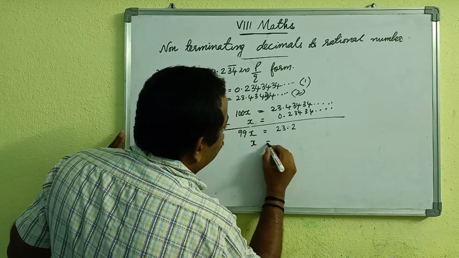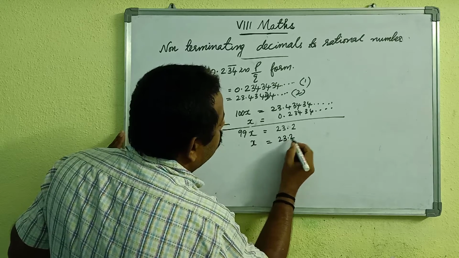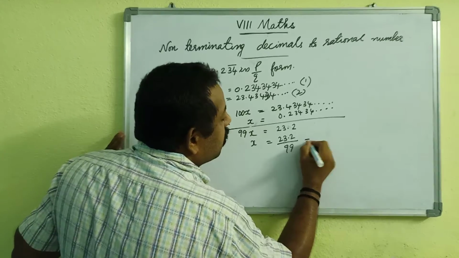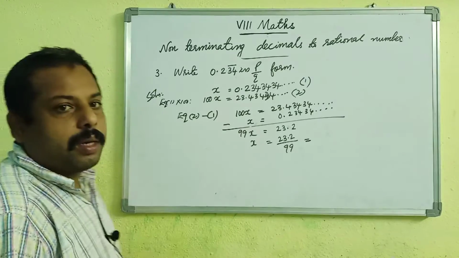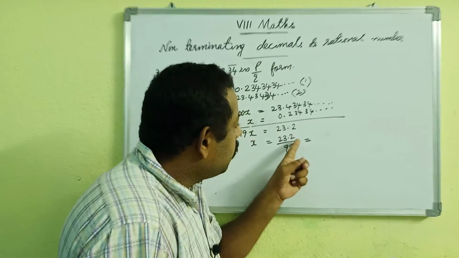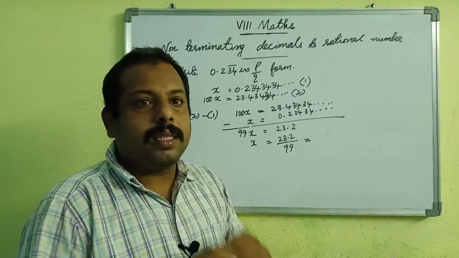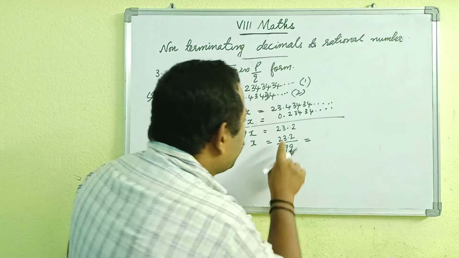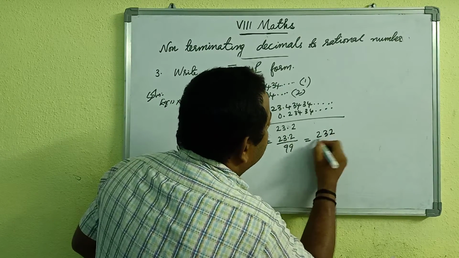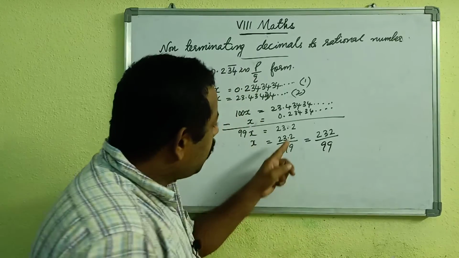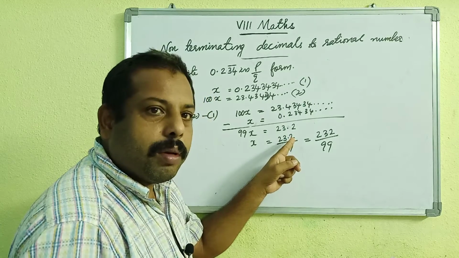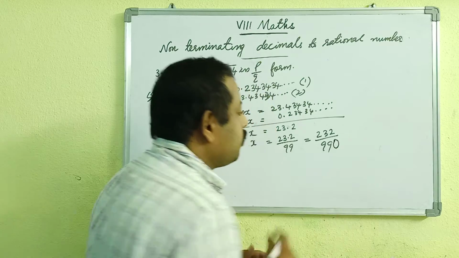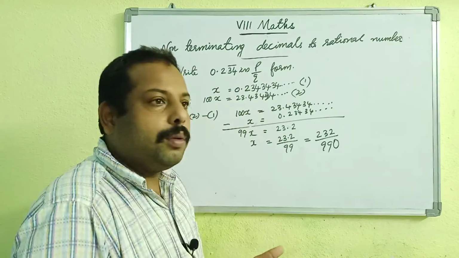So x is equal to 23.2 by 99. See, actually we must write the numerator without a decimal place. We have one decimal place, so let us multiply by 10. Otherwise, there is a simple method. We write 232 without the decimal place, and by 99. How many decimal places do you have in the numerator? 1. So you place one 0 here. That's it. So what did we do?